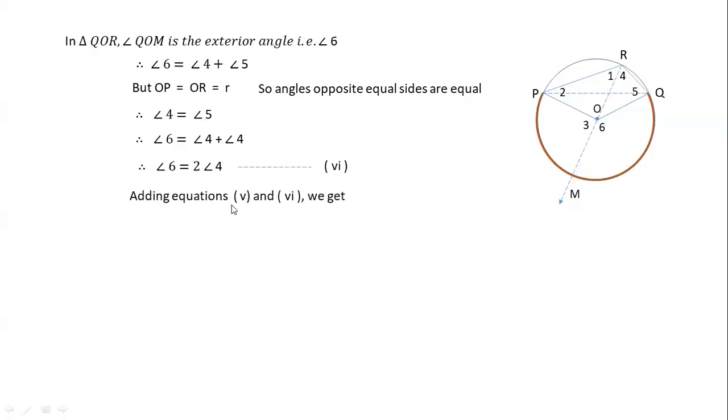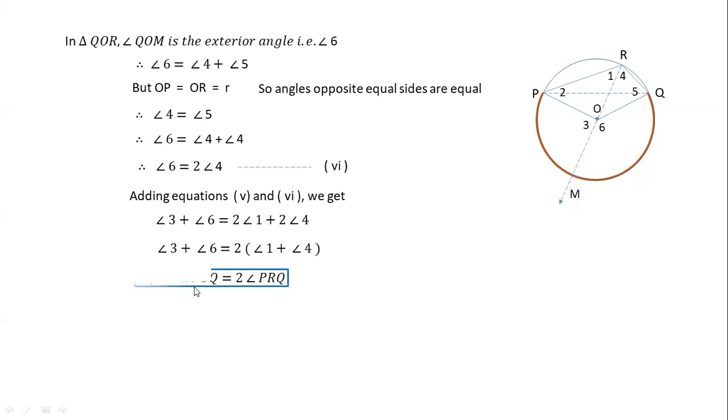Now let's add equations 5 and 6. Angle 3 plus angle 6 is equal to 2 angle 1 plus 2 angle 4. Take out common: 2 times bracket angle 1 plus angle 4. 3 plus 6 is angle POQ. But POQ is more than 180 degrees. That's why we call it the reflex angle POQ, which is equal to 2 angle PRQ. Clear?